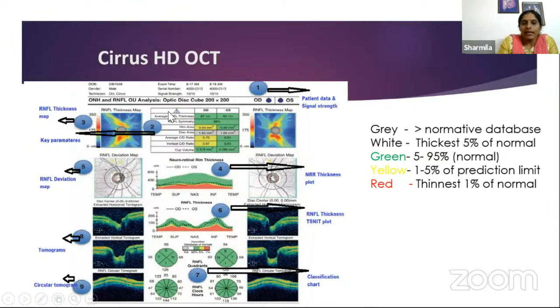Then, the second step is the parameter table, which is given in the center in the Cirrus OCT printout. Here you have the right eye and left eye measurements, and you have the average RNFL thickness, the RNFL symmetry between the two eyes, the rim area, the disc area, the average cup disc ratio, the vertical cup disc ratio, and the cup volume. Again, these are all color coded.